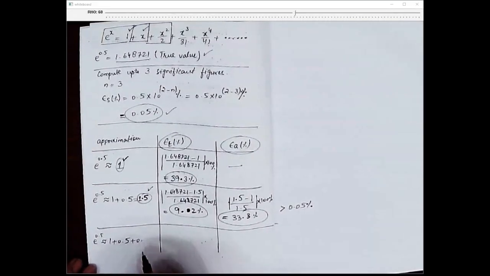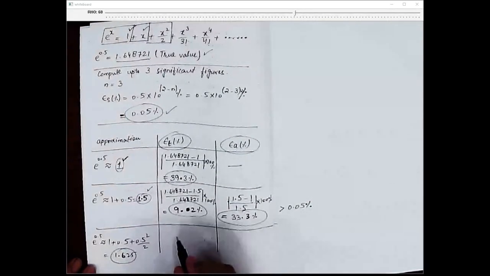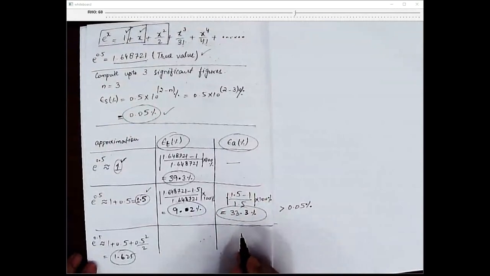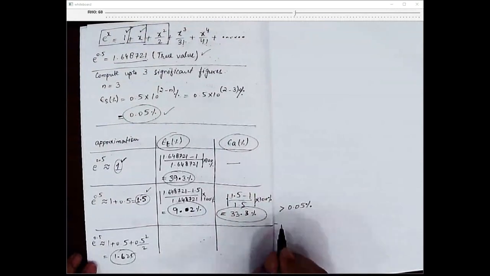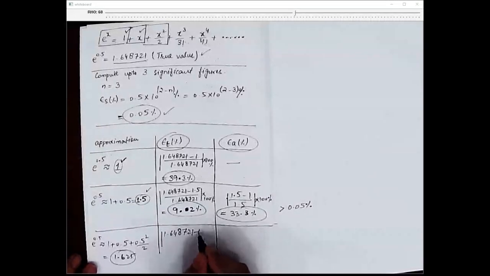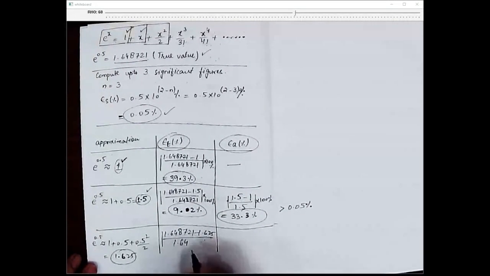1 plus 0.5, plus 0.5 squared by 2, so this becomes 1.625. So I got another approximation. What should I do now? Same step. Compute ET, compute EA, and then compare EA with 0.05. If EA is greater than 0.05, repeat it. So here I will do the same thing: 1.64871 minus 1.625, divided by the true value.